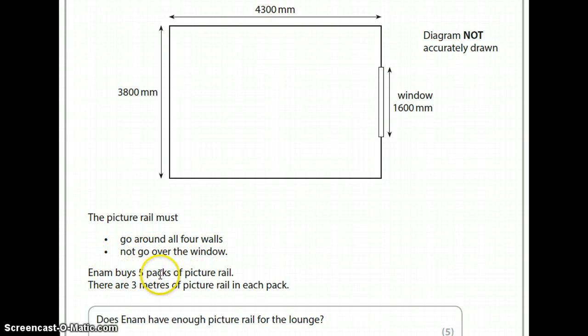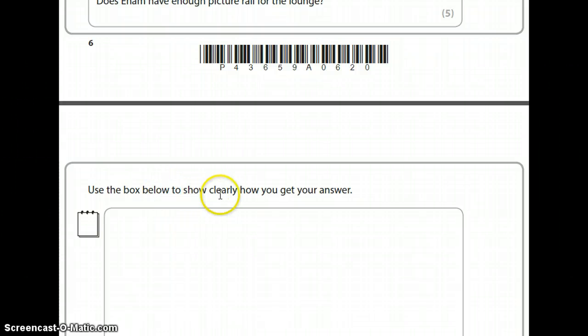Enam buys that many packs of picture rail. There are that many meters of picture rail in each pack. Does Enam have enough picture rail for the lounge? Use the box below to show clearly how you get your answer.